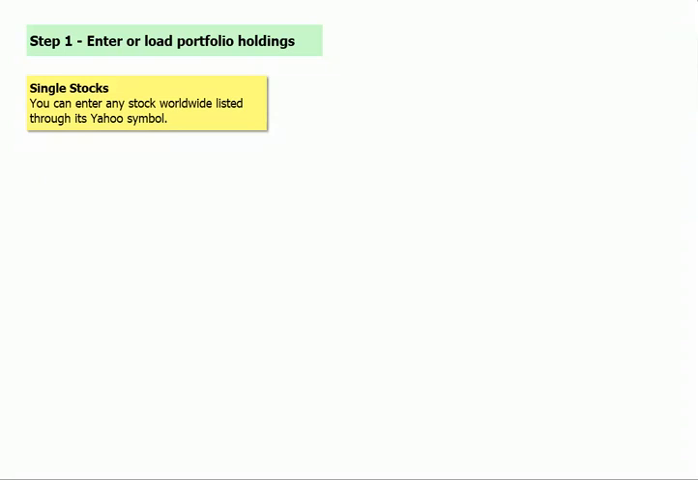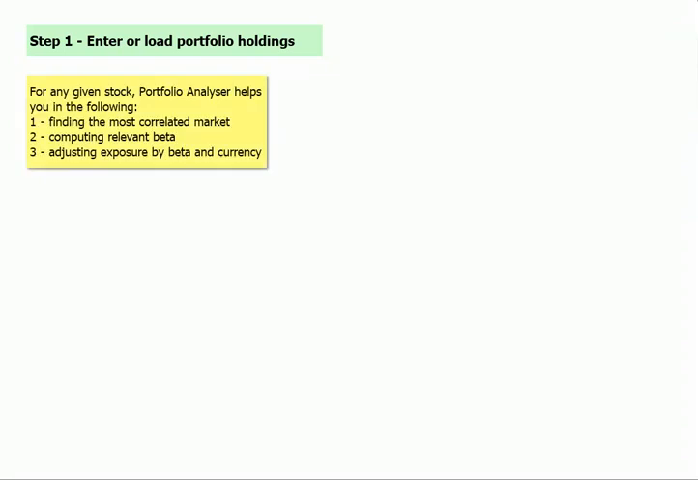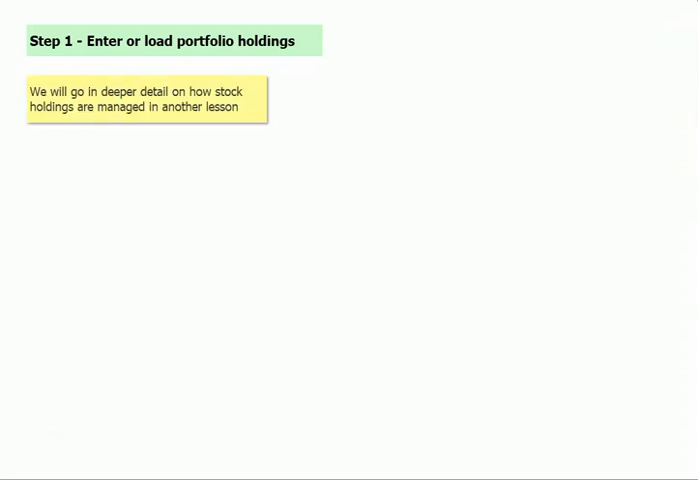Step 1. Enter or load portfolio holdings. Portfolio Analyzer handles several financial instruments. Single stocks. You can enter any stocks worldwide listed through its Yahoo symbol. For any given stock, Portfolio Analyzer helps you in the following: finding the most correlated market, computing relevant beta and adjusting exposure by beta and currency. We will go into deeper detail on how stock holdings are managed in another lesson.